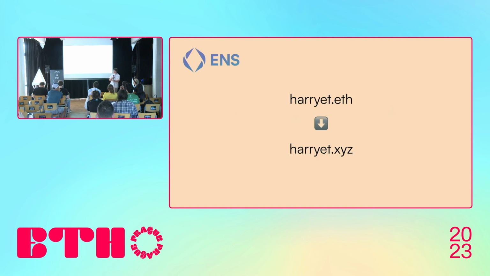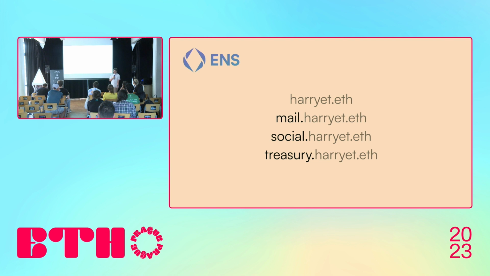ENS works very similar to DNS, like everybody's used to, except instead of the gTLDs that ICANN issues, it's .eth, although you can take your gTLD from ICANN and convert it to an ENS name. You can have subdomains as well. So let's say I have mail.harryet.eth, which runs a website with my web server on it. I have social.harryet.eth that runs a Mastodon server. And maybe I have a treasury with a smart contract wallet on treasury.harryet.eth, and it resolves somewhere else.